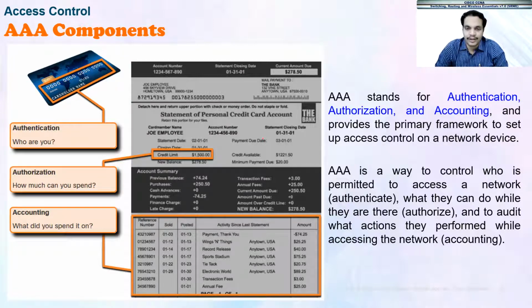That comes under accounting. If you check your credit card, you have your own name and other details on the credit card. That comes under authentication. Who are you? And how much you can spend is the authorization. What is your maximum credit limit? And then how did you spend, your transactions? How much did you pay for something? All of those things come under your accounting part. So these three, authentication, authorization, and accounting, are called the AAA components for access control.